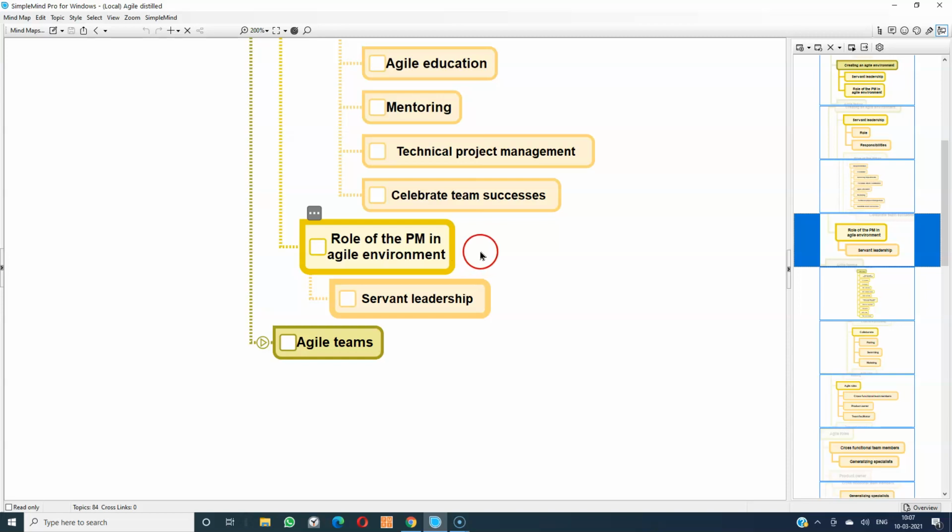The primary difference of a project manager in the agile environment and in predictive project management is that in predictive project management, that person can be more of a command and control style, whereas in agile, the project manager must be a servant leader, a true servant leader first, to serve an agile team.